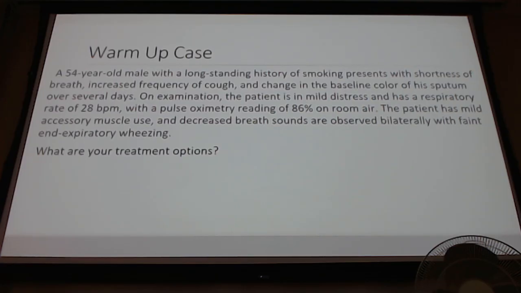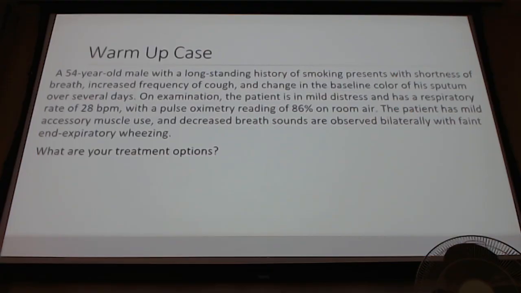Case: 54-year-old male. Smokes a lot, long-standing history, presents with shortness of breath, increased frequency of cough, change in baseline color of sputum over several days. On exam, he's in mild distress, respiratory rate 28, pulse ox 86. Patient has mild accessory muscle use, decreased breath sounds bilaterally, and faint expiratory wheezing. So, what are our treatment options? Which is what we're going to talk about today. So, anybody want to guess?